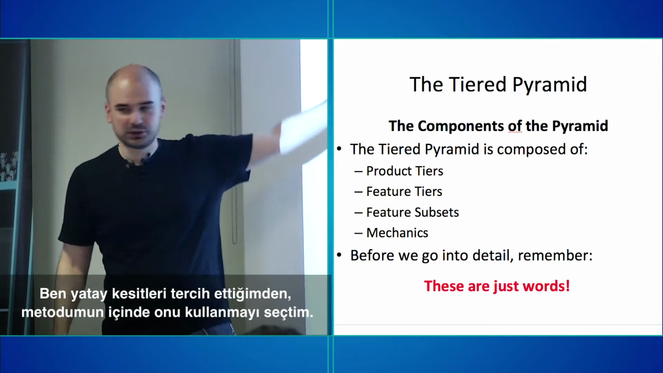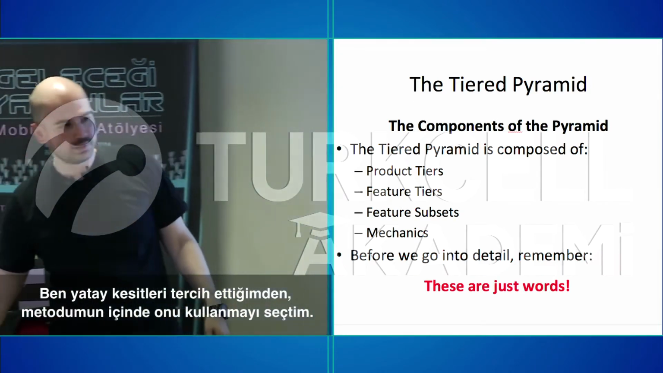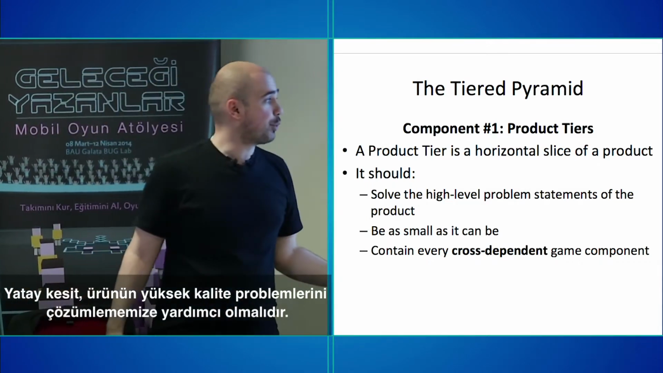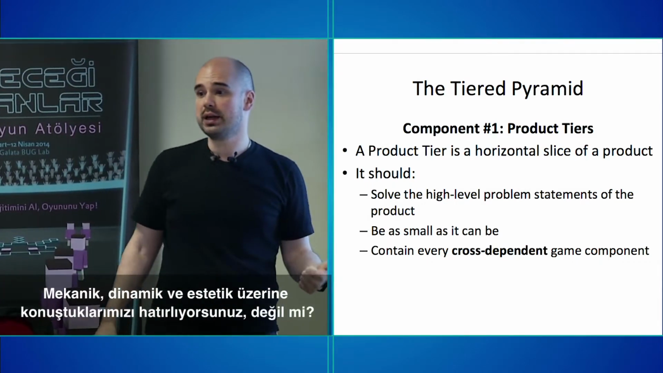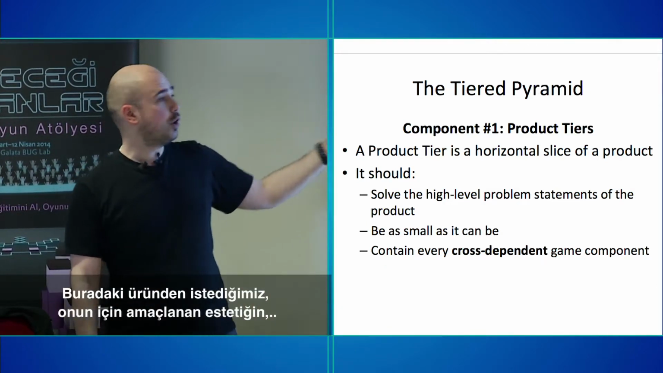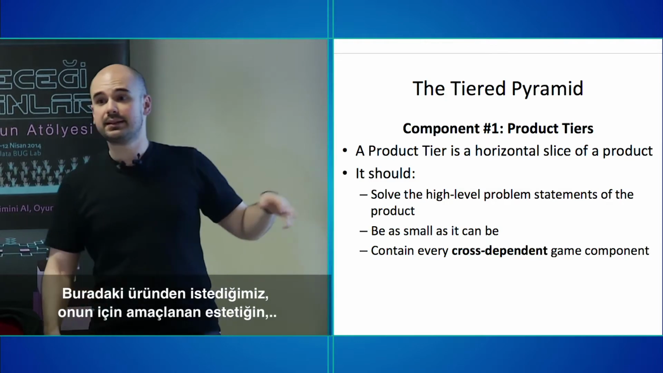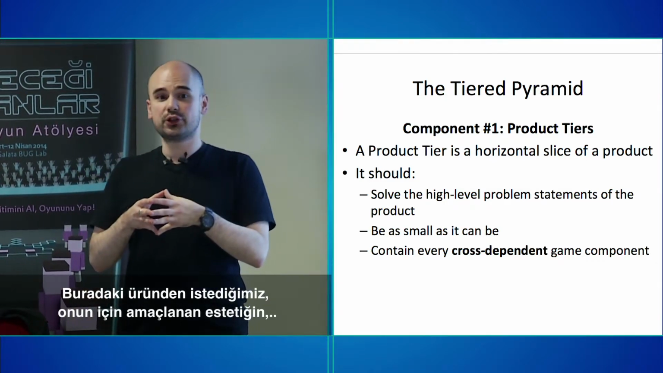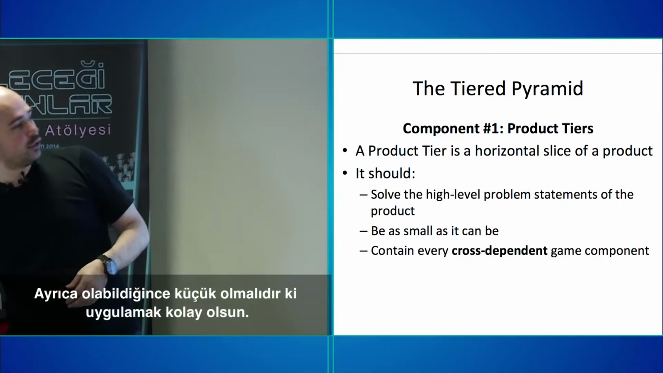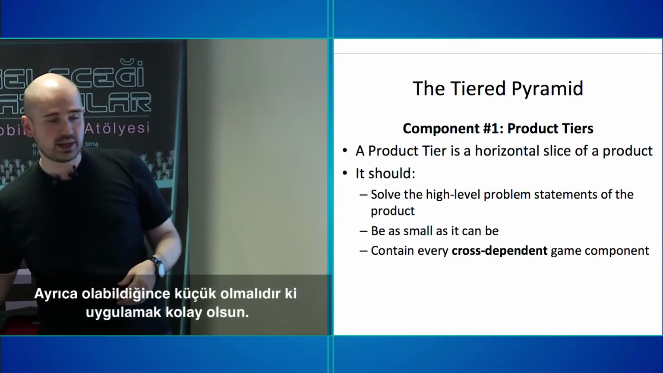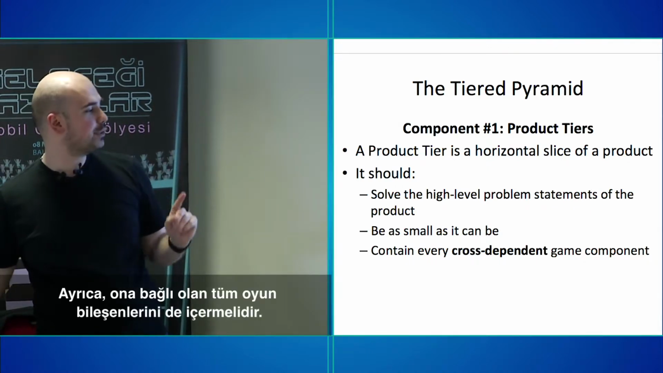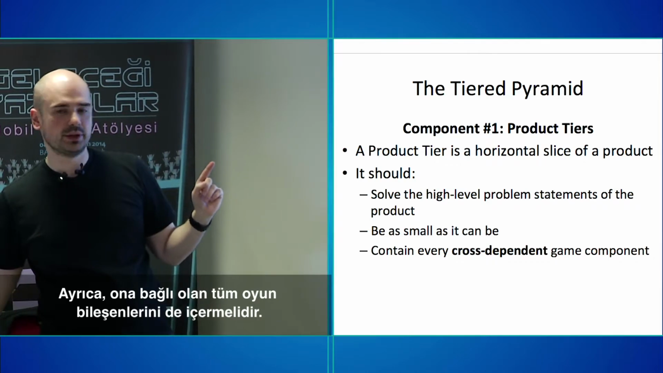I prefer horizontal slices, and that's why I use them for the TPM method. So it should solve the high-level problem statements of the product. Now, you guys remember when we talked about mechanics, dynamics, and aesthetics, right? So what I want for a product here is that the aesthetic that you guys are going for is actually handled by that product here. And it should also be as small as it can be so that it's as easy as possible to implement, and contain every cross-dependent game component.